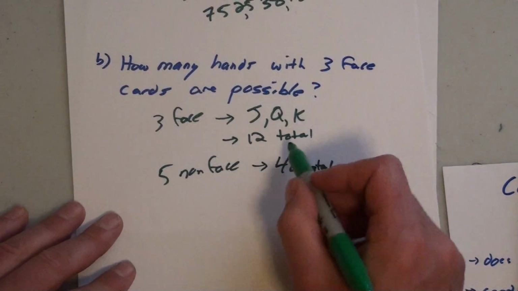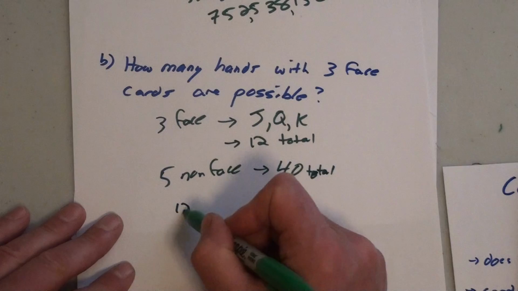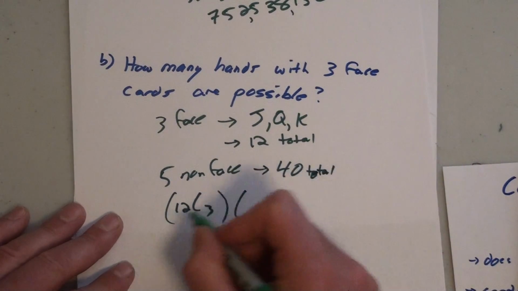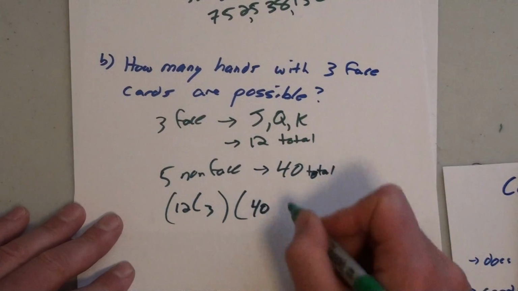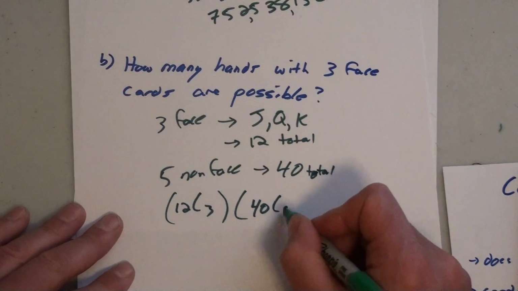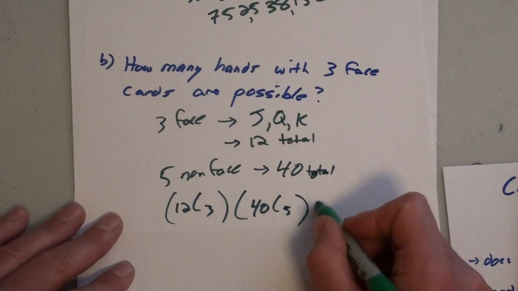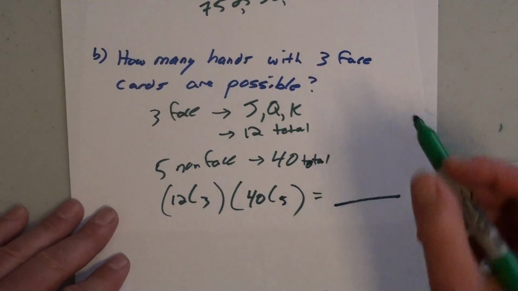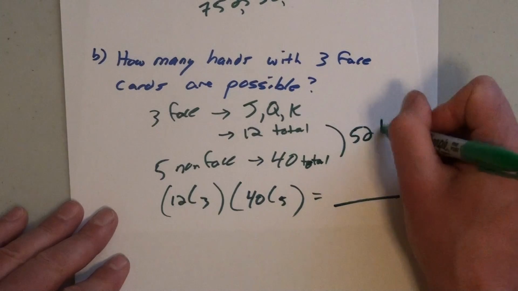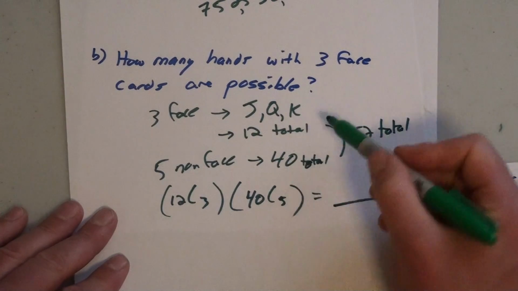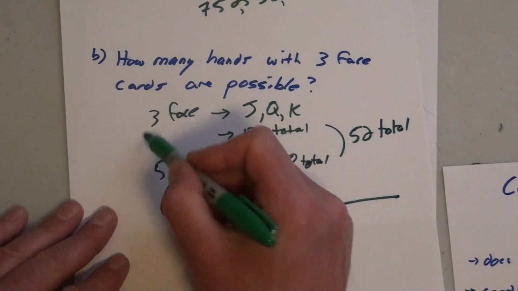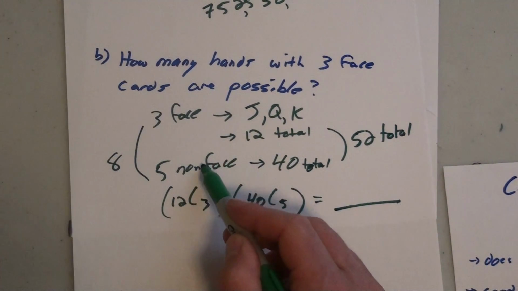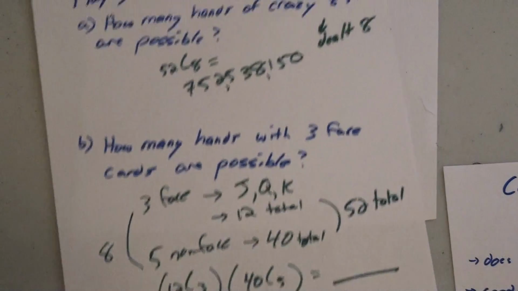So I'd have, out of the 12 face cards, I need 3. And, so multiplying, I have 40 non-face cards available, and I need 5 of them. So I would multiply these two together to get my final answer. You have 52 in total cards, 12 are face, 40 are not, and I need 8 of them. 3 face, and then that would make 5 that are not face.